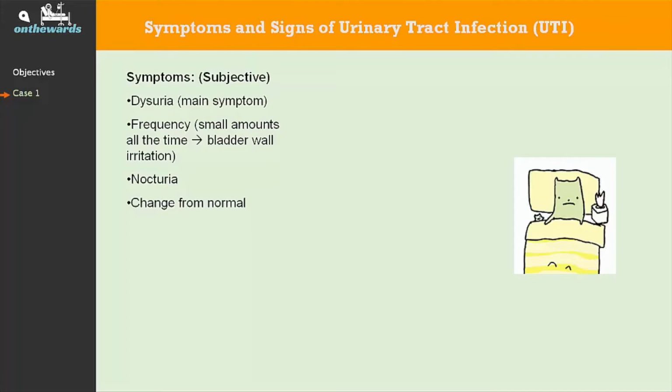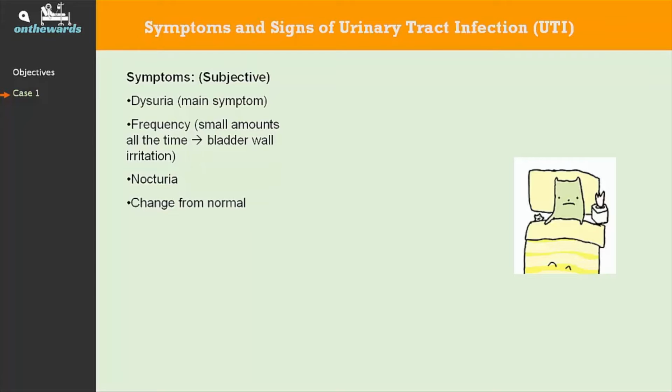All right, so what are the signs and symptoms of urinary tract infections? Well, symptoms are more subjective things that patients tell you about in the history. So a very common history that you'll get from patients is complaints of dysuria or pain on urination or burning sensation. That's a very common symptom. Other things is that they might complain of more frequency.